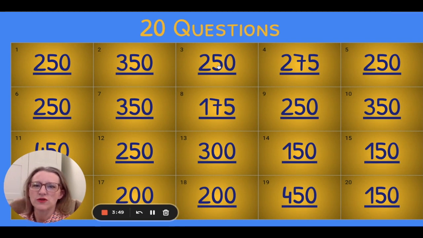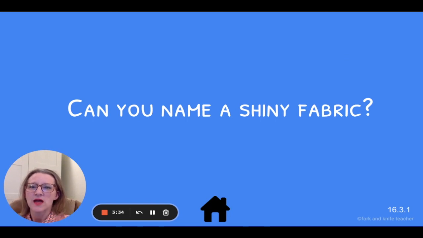You have your classroom divided into 2 groups or 3 groups or 4 groups, depending on the size of the class. They're competing against each other to get the most right answers and the highest amount. So we'll click on this one. The question is, can you name a shiny fabric?